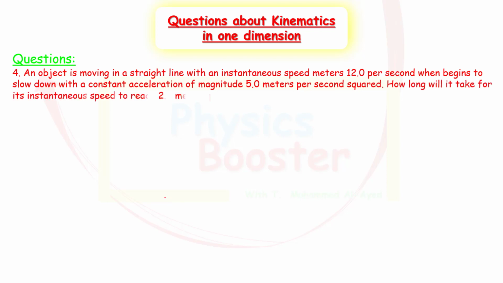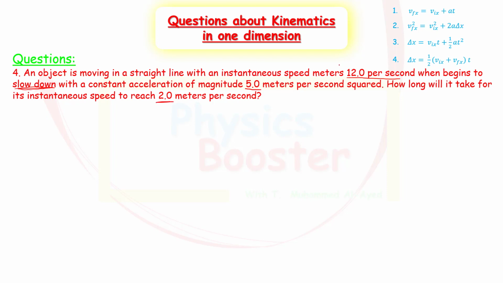An object is moving in a straight line with a speed equal to 12 meters per second. When it begins to slow down with a constant acceleration having the magnitude equal to 5 meters per second squared. But it says here that it's slowing down. Okay, so concentrate here. It's slowing down at a rate equal to 5 meters per second squared. How long will it take for the instantaneous speed to reach 2 meters per second?